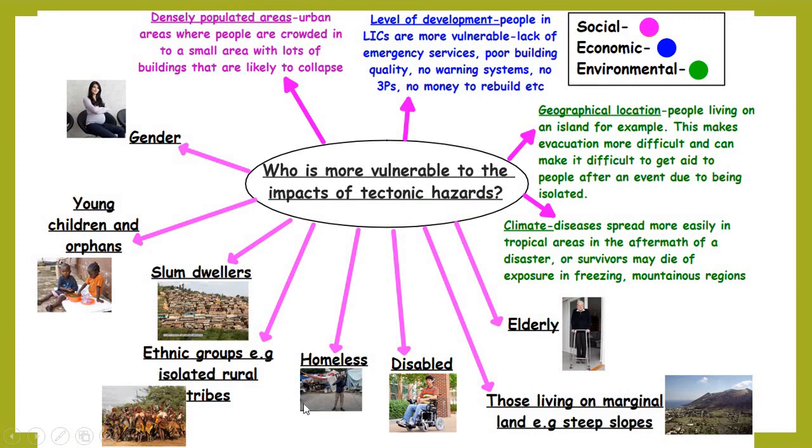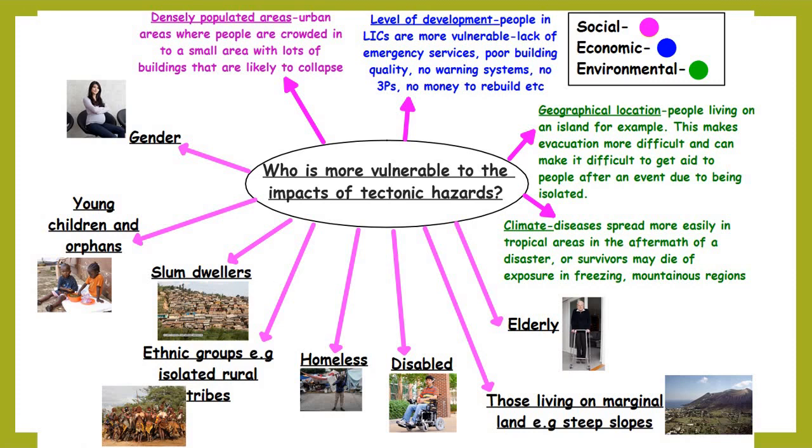The pictures, you do have them on the handout that goes with this lesson. They're there really just as a visual stimulus to help you write your own explanation of how each of these factors might make somebody more vulnerable, more likely to die in the event of a tectonic hazard. You don't have to use them. Cut and stick them if you wish. Obviously, yours are going to be more spread out than I've got on the PowerPoint here because you're going to be writing things to go with each one like I've done. Okay? So you'll be writing about young children and orphans and then maybe sticking a picture to go with it. You'll be writing about slum dwellers and then sticking a picture to go with it if you wish.